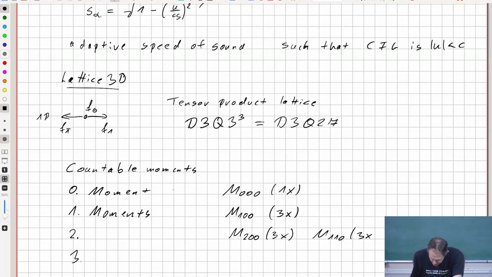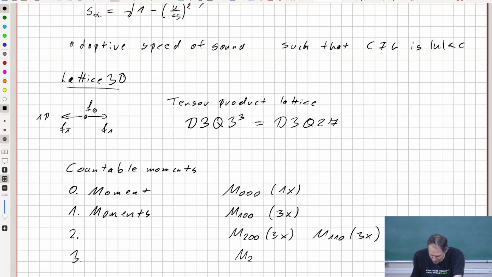Then third moments. How many third moments in 3 dimensions? I have to think myself. Give me a number. More than 2 or less than 2? I mean, more than 6 or less than 6?